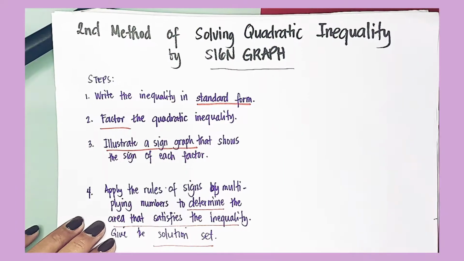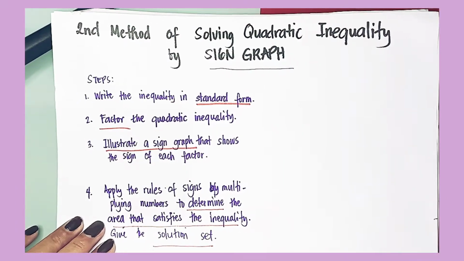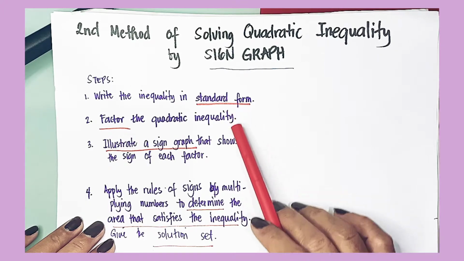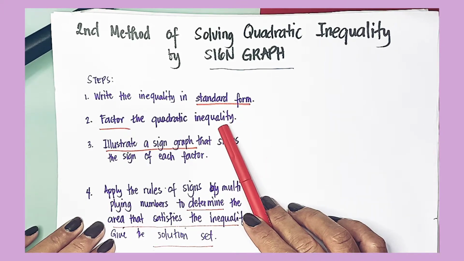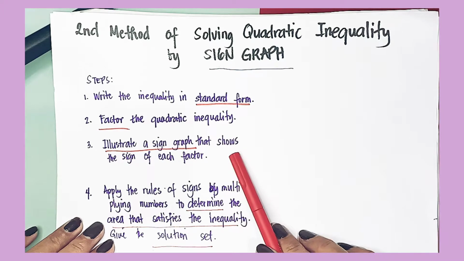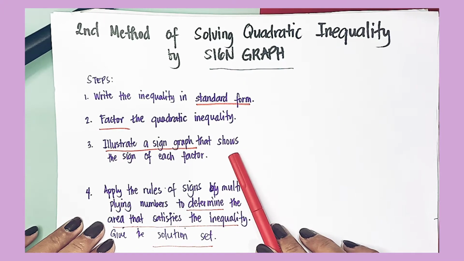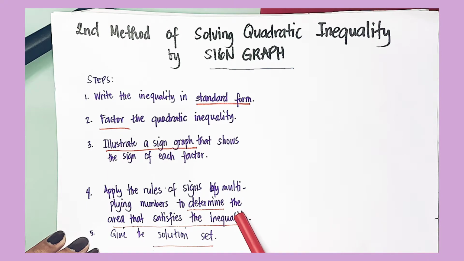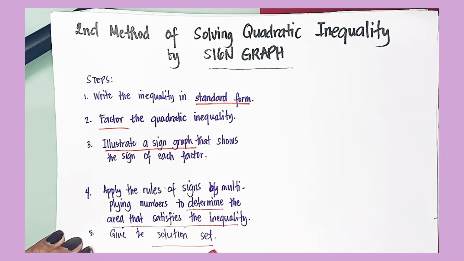This is the second method of solving quadratic inequality by sign graph, and these are the steps. Step 1, write the inequality in standard form. Number 2, factor the quadratic inequality. Number 3, illustrate a sign graph that shows the sign of each factor. Number 4, apply the rules of signs by multiplying numbers to determine the area that satisfies the inequality. And number 5, give the solution set.